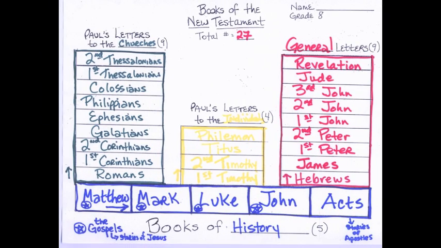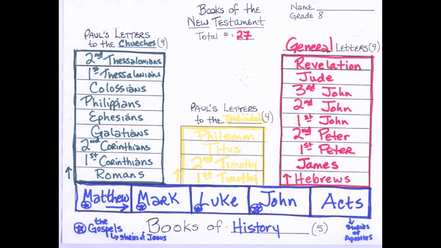Okay, this should be what your paper looks like. Look at the last set of letters. We call them general letters, not because they were written to a bunch of generals, but it means that there's no specific person who received all the letters. They're different people, different groups of people, and so on.